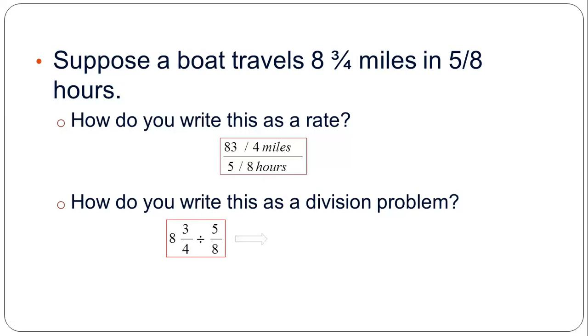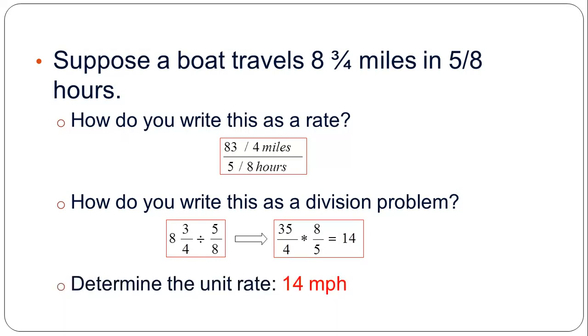So, ang mangyari, reciprocal natin yung 5/8. That is 35 over 4, ito ay naging improper fraction na, times 8 over 5. This is the reciprocal of 5/8, and this should equal 14. So, that is 14 miles per hour.